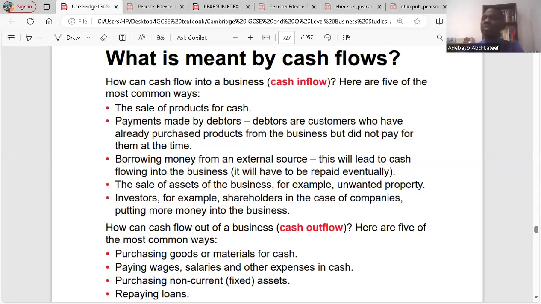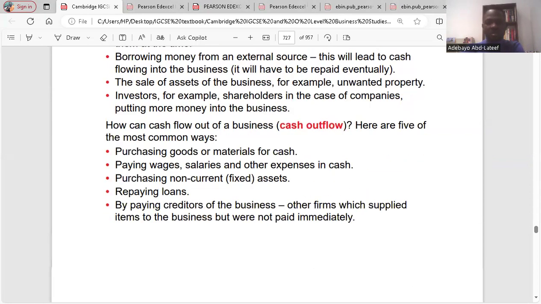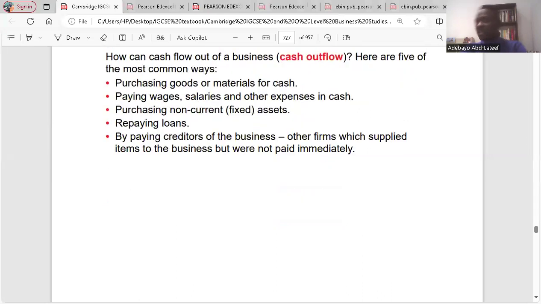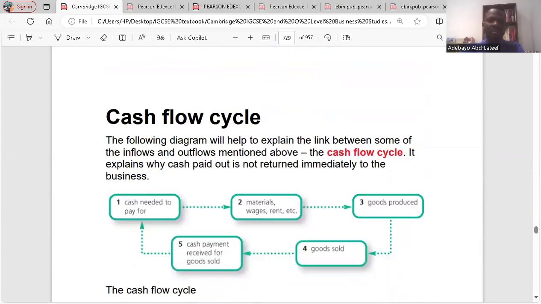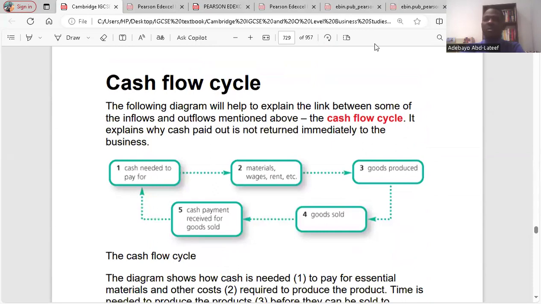You might be repaying your loans, so that could also make you spend. Paying creditors, that also makes you spend. I think the point is clear. So we go to the cash flow cycle.